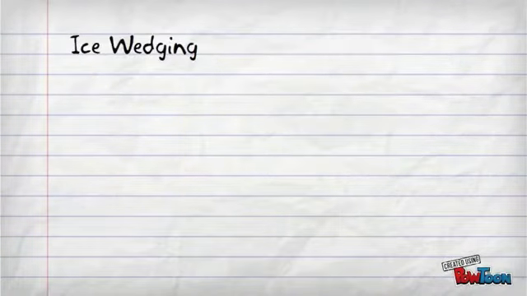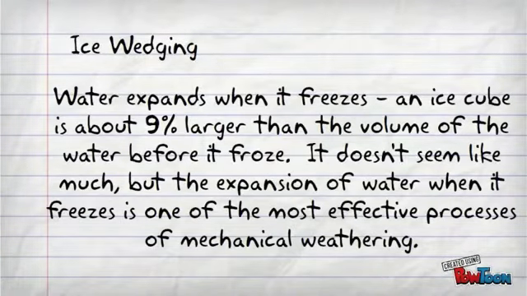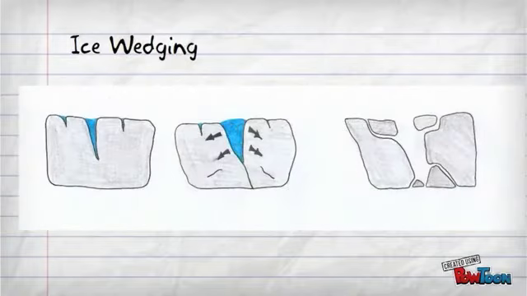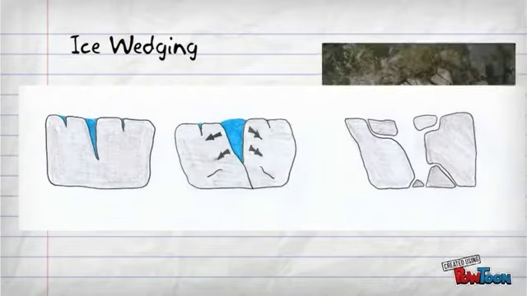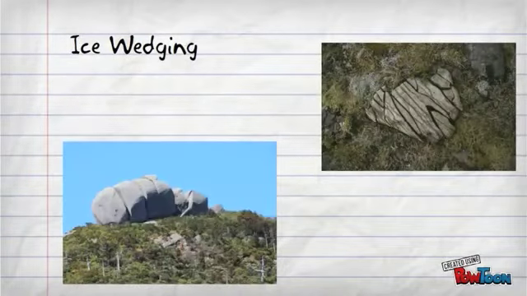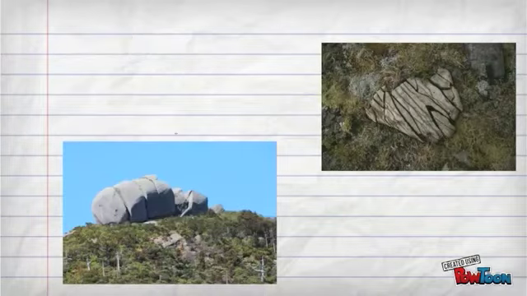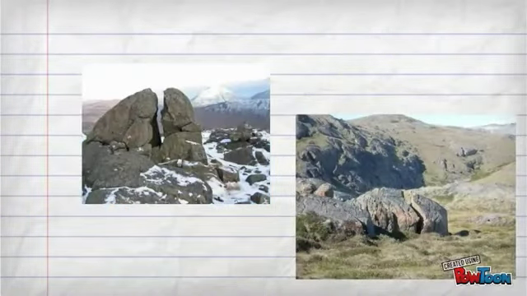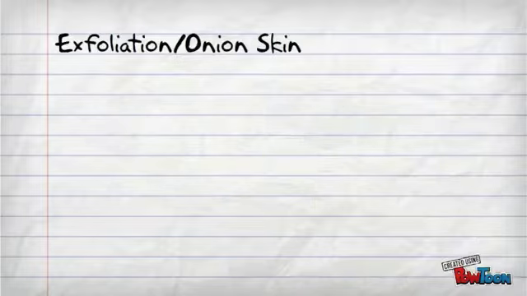Ice wedging. Water expands when it freezes. It doesn't seem like much, but the expansion of water when it freezes is one of the most effective processes of mechanical weathering. Ice wedging is the process that is most effective in cold, wet climates in which there are many opportunities for freeze and thaw cycles with water present. High altitudes are particularly prone to such temperature changes.